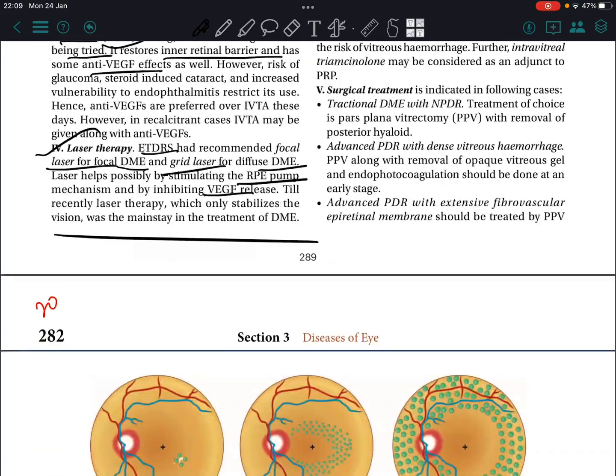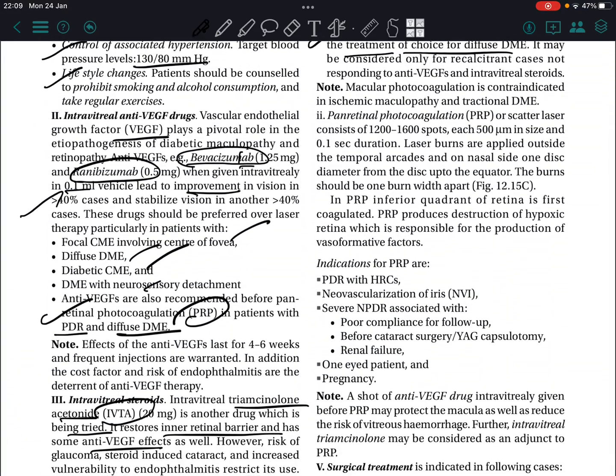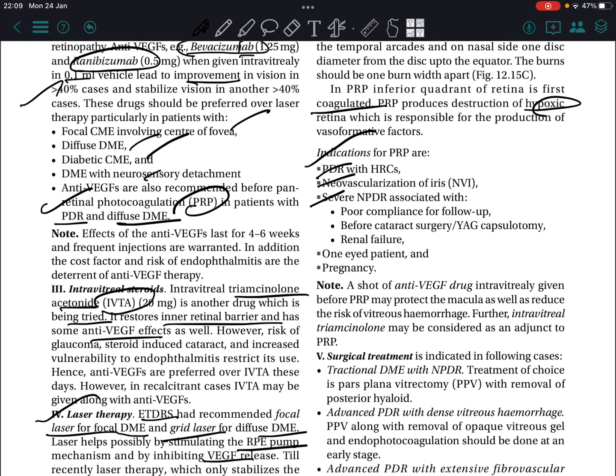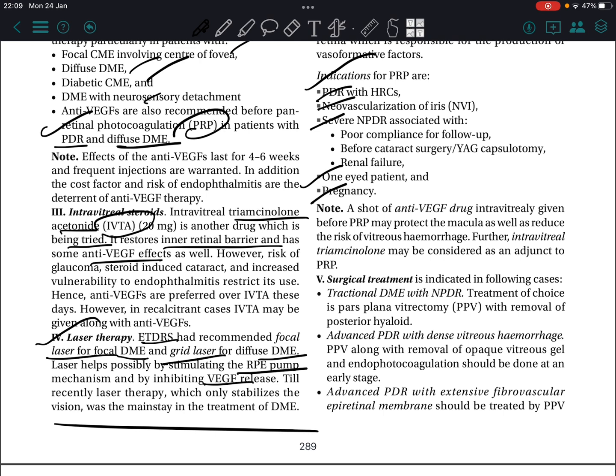In PRP, the inferior quadrant of the retina is coagulated first. PRP produces destruction of hypoxic retina. Indications for PRP are PDR with high risk characteristics, neovascularization of iris, severe NPDR associated with one-eyed patient, pregnancy, etc.